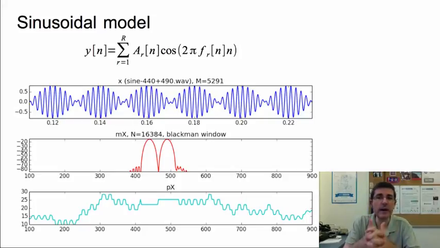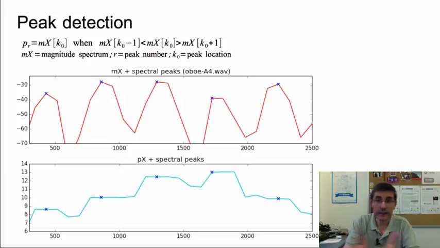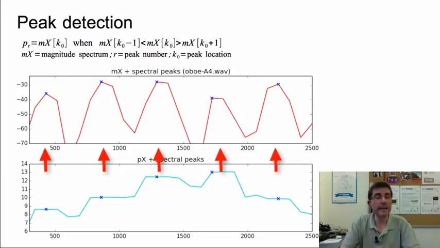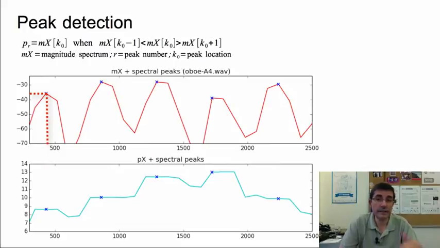But how do we measure the values of the sinusoids in the spectrum? If we choose the window size correctly, we will have a peak for every sinusoid in the signal. Then, to measure the frequency and amplitude of each sinusoid, we just have to find the tip of the peak and its height. We defined a peak as a location in the magnitude spectrum: P sub r, the peak, is the magnitude spectrum at the location K sub 0 when the previous location, K sub 0 minus 1, is smaller, and the next location, K sub 0 plus 1, is also smaller. That is what we call a local maximum.